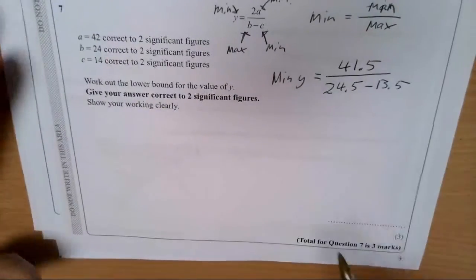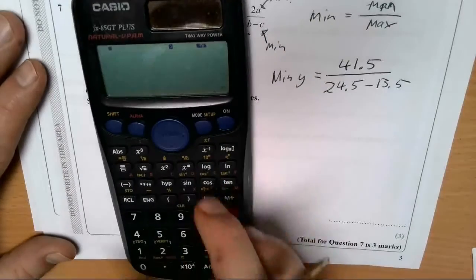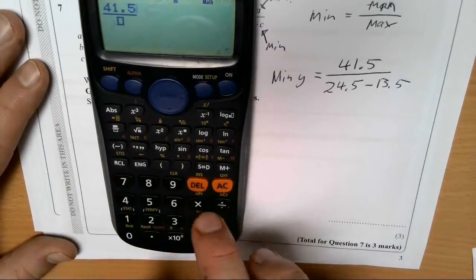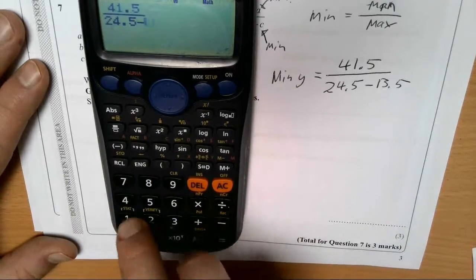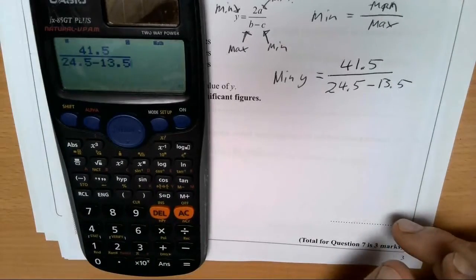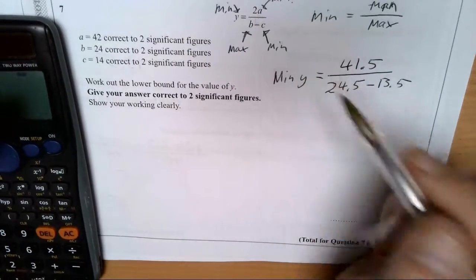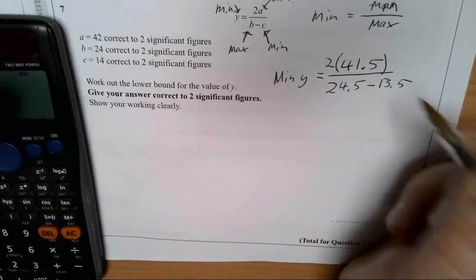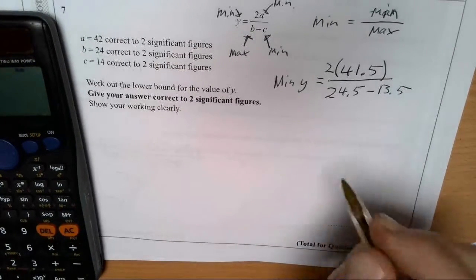Then the third mark is going to be for our answer. So we're just going to put that into the calculator. You can use the fractions button. 41.5 over 24.5 take away 13.5. And in my keenness to get on and do this rapidly, it's 2 times by a here, as has just been pointed out to me. Thank you very much. So it's going to be 2 times by 41.5 divided by 24.5 take away 13.5.